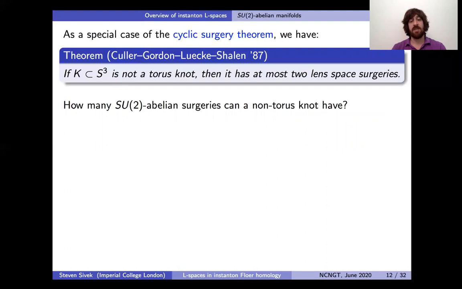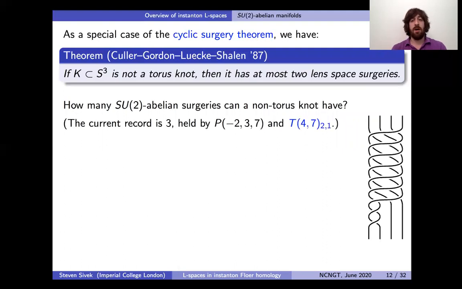Is there a finite maximum? Can there be infinitely many? In fact, the best we know right now is there are two examples of knots with 3 SU2 abelian surgeries. There's the -2,3,7 pretzel again, and there's a twisted torus knot, which is the closure of this 4-stranded braid on the right. You take 4 strands, you do 7 quarter twists on them, and then you do a full twist on 2 strands at the end. And then for this one, there are lens space surgeries of orders 30 and 31. And then there's another one of these toroidal surgeries, these examples that Motegi came up with, with slope in the middle at 61/2.